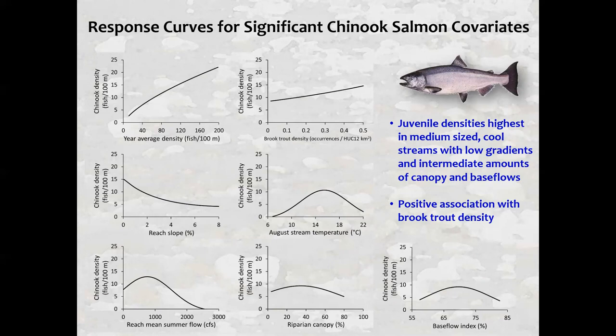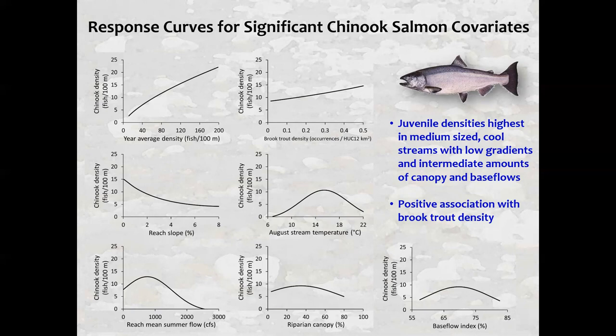So the model, once that's done, you can use it to represent the response curves that describe basically the habitat relationship associations in the model. And for juvenile Chinook, these were the 7 variables that were statistically significant and showed up in the final model. Basically, you've got that year density effect that accounts for the interannual variability. You've got brook trout density, reach slope, mean August stream temperature, mean summer flow within a reach, so stream size essentially, riparian canopy density, and base flow index. Those were the 7 variables of those 28 or 30 that we described earlier that showed up as significant in the final models.